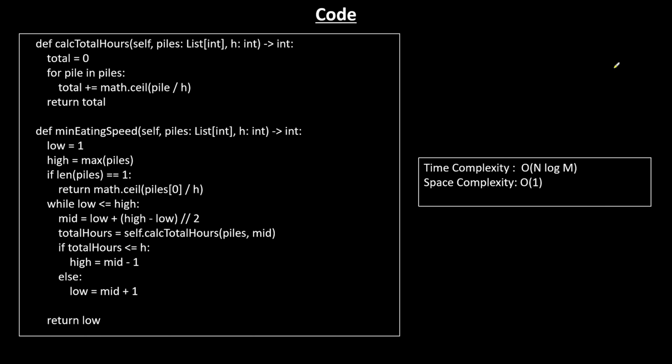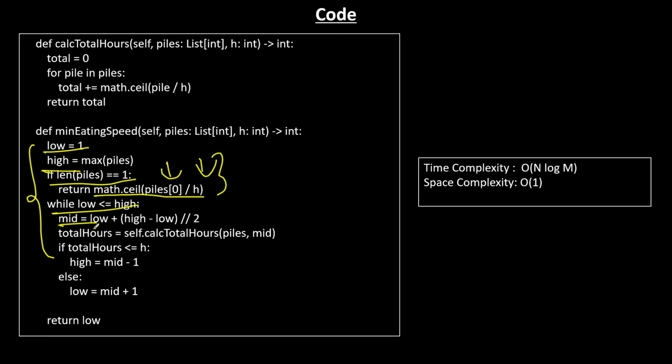The code is the exact copy of the approach discussed. Let's understand it line by line. So if you could see here, we have defined parameters for binary search. Low equals 1, high is the max value from the piles, and if the length of the piles is 1, we just return that value divided by h, rounded up. Okay, and this is the edge case. After that, what we do is binary search.